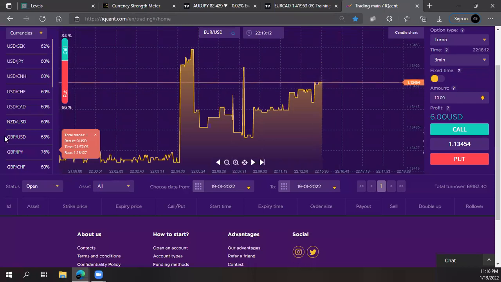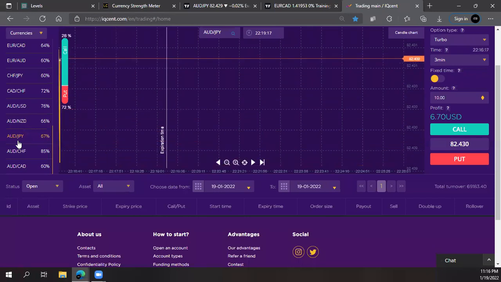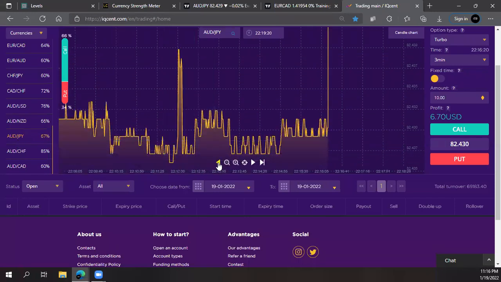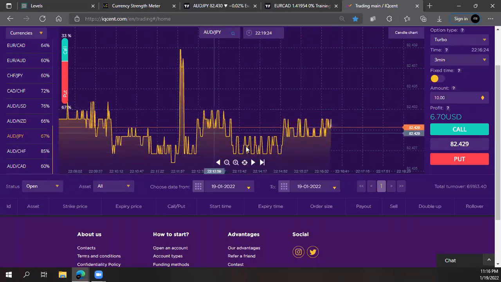This is GBPJPY. It's moving like that, probably because the market is closed, right? This is past 11. Market is closed. So that's why it's very, very spiky. I wouldn't advise you to trade in such condition. You need to allow the market to open, and when the market is settled, you can start trading again.